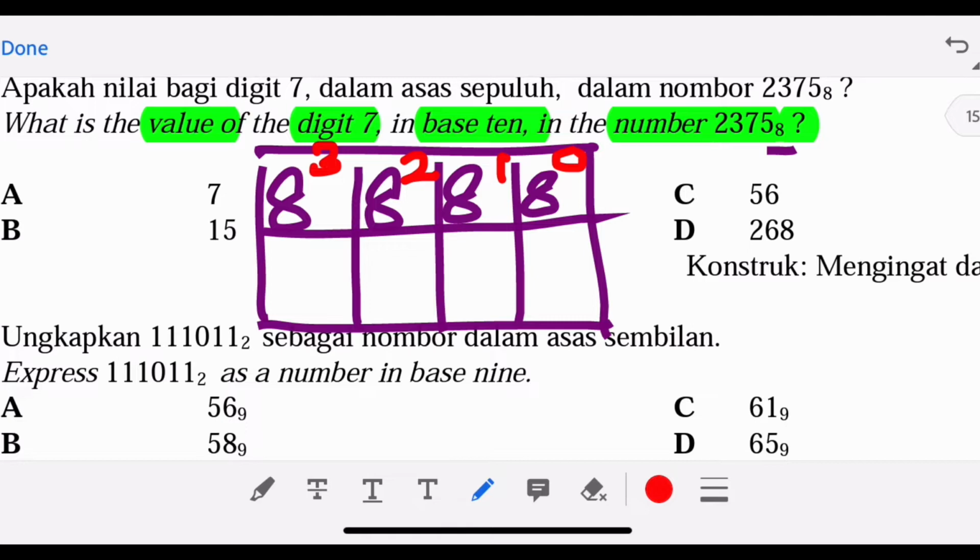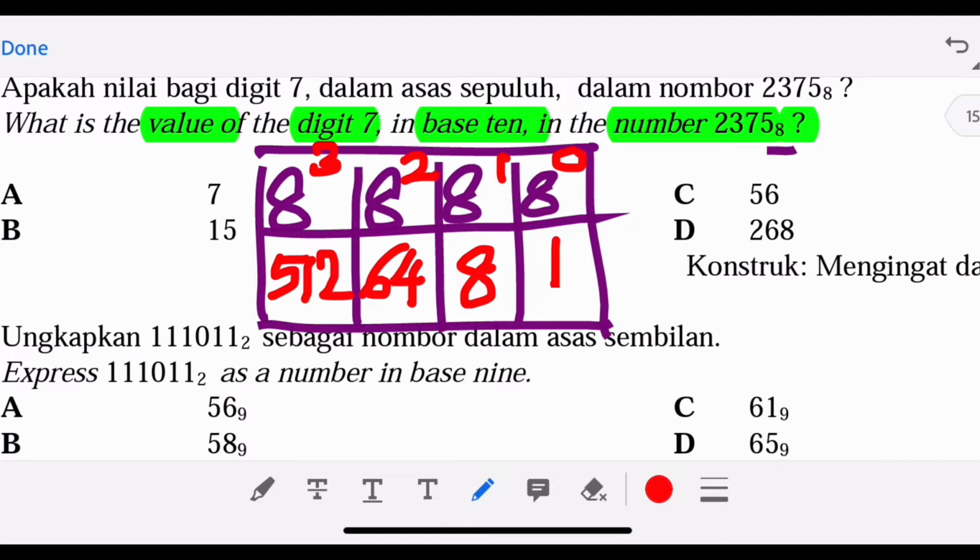Remember you learned 10 power 0 is 1, right? And then 10 power 1 is 10, right? But here it is 8 power 1, which is 8. And then we have 64, and for 8 power 3, you can press your calculator to get the value. I only can remember 5 something, 512. Okay, so these are the place values.